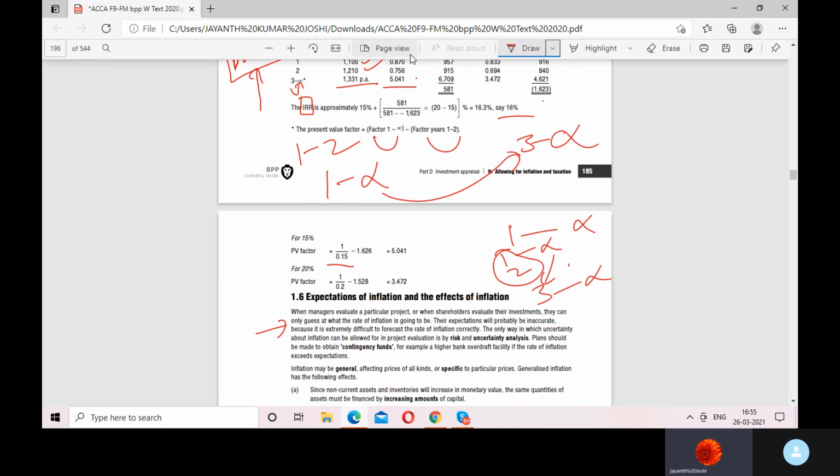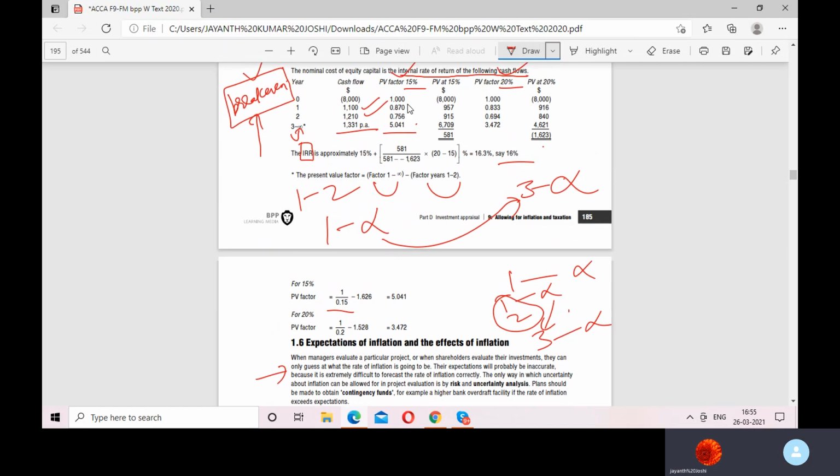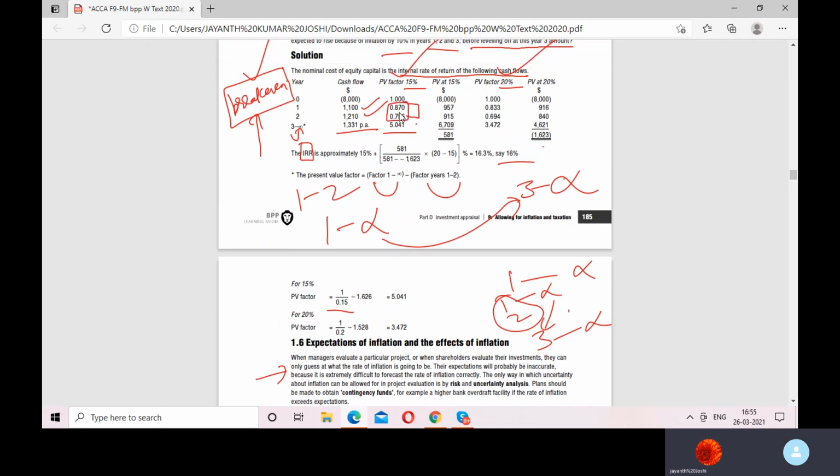factors 1 to 2. You have to add these two, 0.870 and 0.756. If you add these two, you will get 1.626. You get this factor. And for 20%, again 1 by 0.20. This is the perpetuity factor, 1 by R. From that you have to remove these two additions. So you get this perpetuity factor. Again you get the IRR.